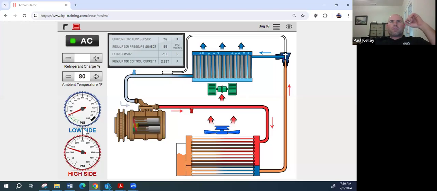Now take a look. This one was good, now it's bad. What's your low side? Ooh, it came back. What was your low side reading when it was bad? Did anybody catch that? Right now it's reading 22. 22 is good. 175 on the high and 22 on the low. That's good for 80 and humid. By the way, these are like ASE numbers. This is Virginia right here. Good old Leesburg, Virginia.